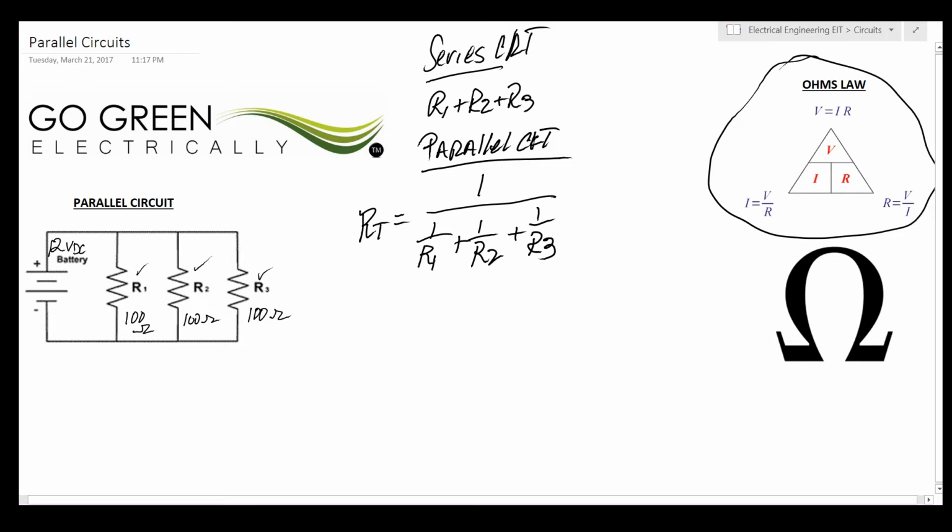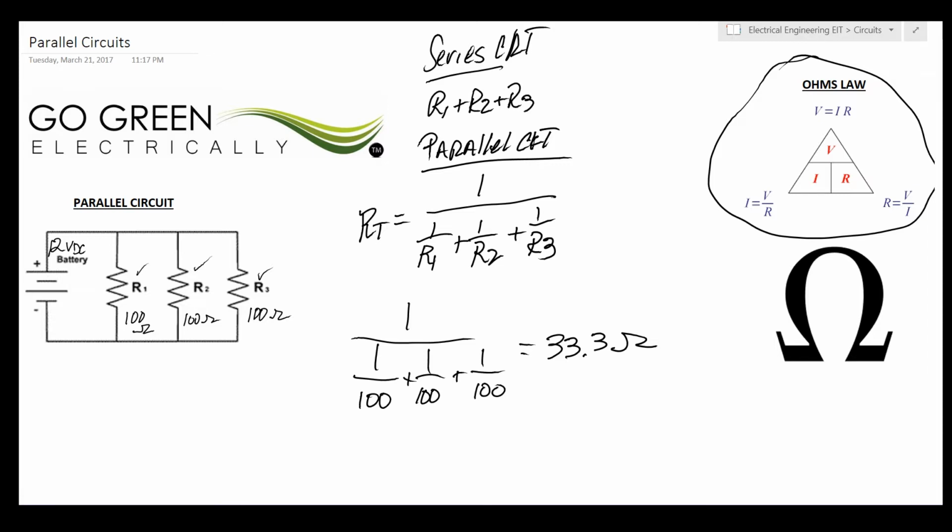So in this particular circuit, we have 3 resistors, R1, R2, and R3, and we're going to have 1 over 100, which is all going to be over 1, plus resistor number 2, which is R2, is 100 ohms, and resistor 3, 100 ohms. So our total is 33.3 ohms.